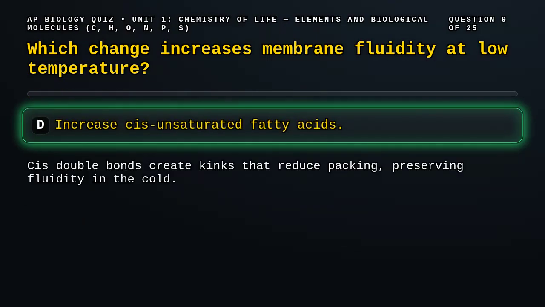Correct answer, D. Cis double bonds introduce kinks that prevent tight packing of phospholipid tails, maintaining membrane fluidity when it's cold.